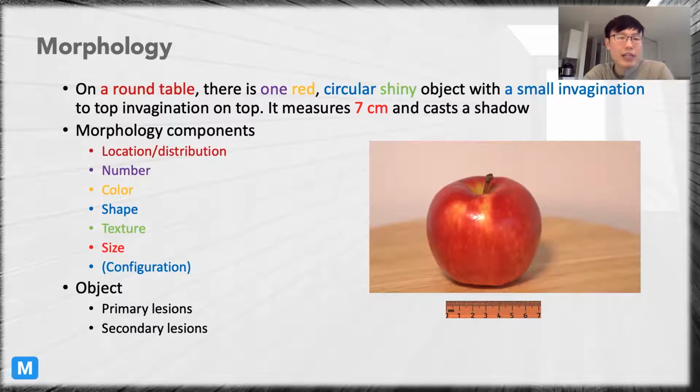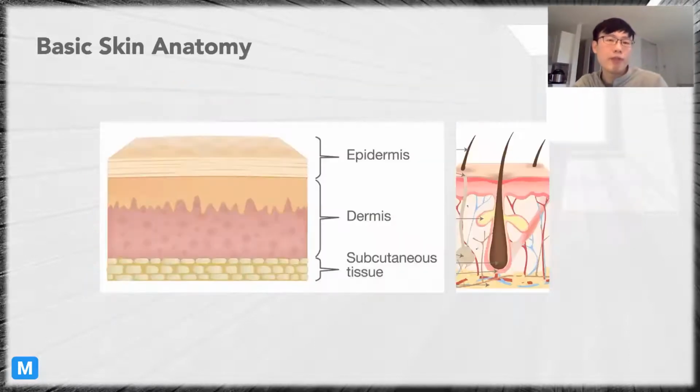As you can see here, this is fairly intuitive. You're already using lots of the terms like location, number, color, shape, texture, and size. We're going to talk about configuration later. So this is the first part. And the second part, we just want to replace the term object with fancier dermatology terms, which are primary and secondary lesions.